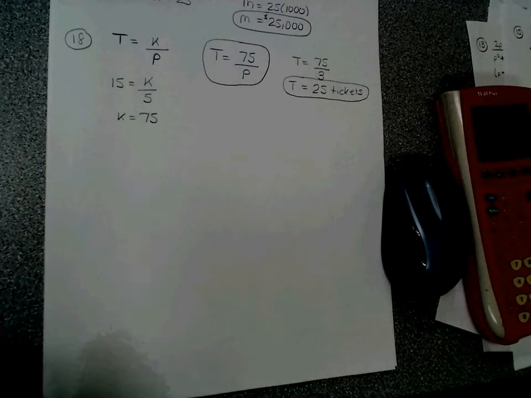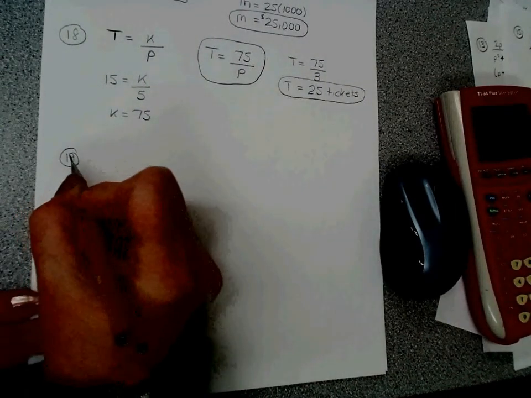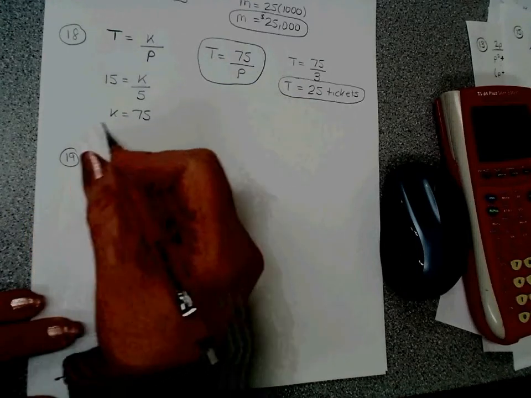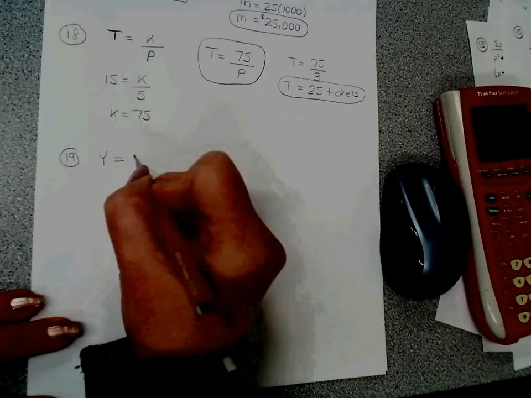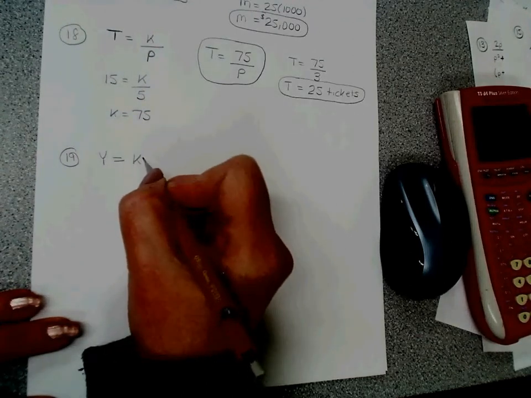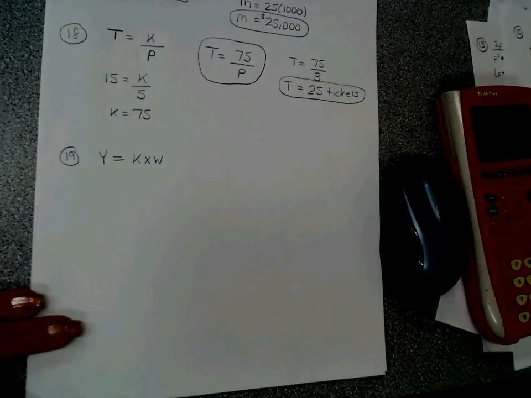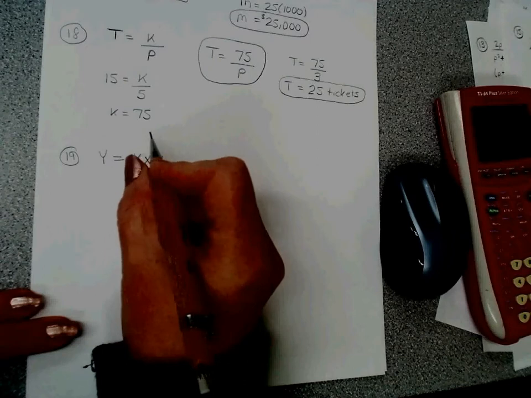19, 20, 21. Problem 19. Y varies jointly as x and w and inversely as the square of z. Now don't let that scare you. Just translate it as you go. Y varies. That means you're going to put an equal and a k. Jointly as x and w. Jointly means you multiply those two together. And inversely means you divide as the square of z.